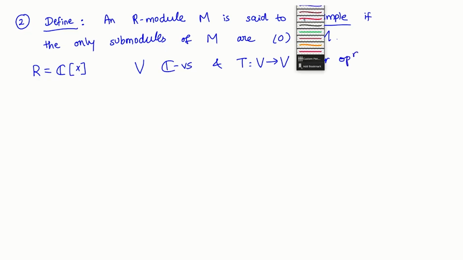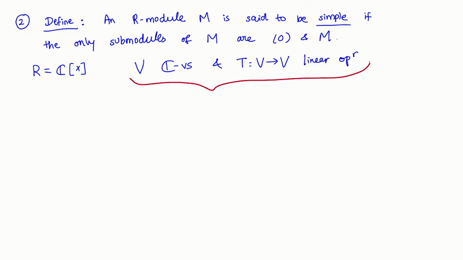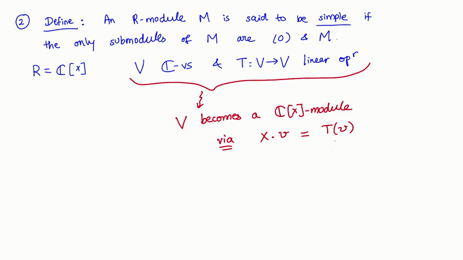And we've seen that this data enables you to do what? It makes V into a C[x] module. So using this, V becomes a C[x] module. And what's the additional thing? You really need to specify how x acts, and what we said is that the action of x on any vector is given by the operator T that you fixed. Recall, every C[x] module is of this form.